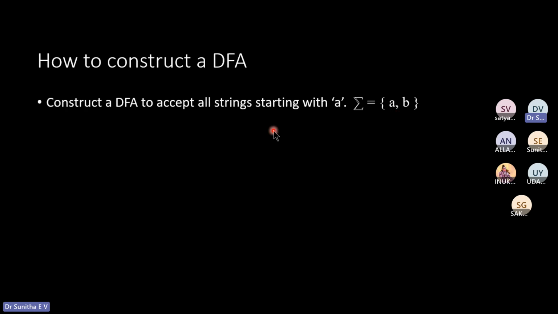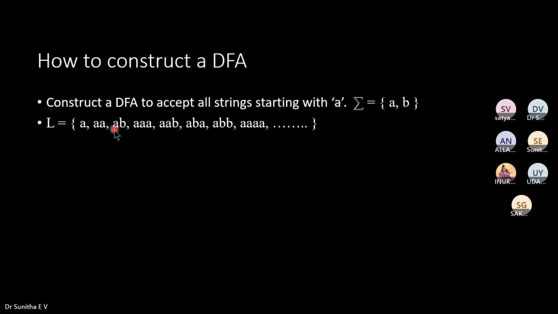So what we have to do is create all strings starting with A. So let us consider the language. A is a string that satisfies this condition. A is starting with the A, so it is in the language. AA, that string is also starting with A. Then AB, that is also starting with A. AAA is also starting with A. So all these strings belong to that specified language. All strings are starting with the A.